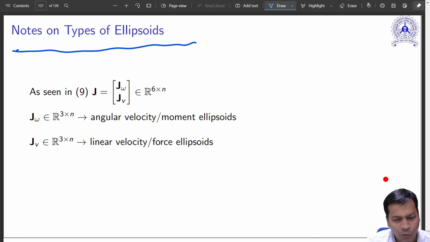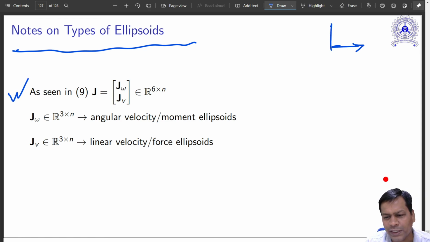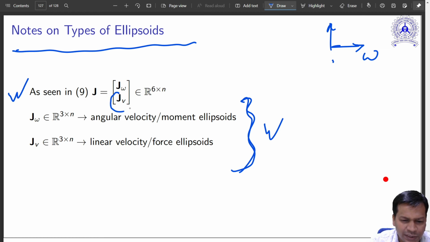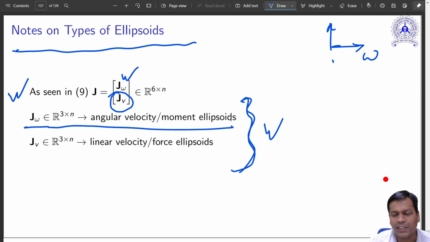In case of orientation, you can form a different type of ellipsoid. So far, we are only concerned with linear velocity and forces. You can have manipulability ellipsoids even in terms of angular velocities and moments. That could also be dealt with in a similar manner. I have skipped this for now. I have used only the J v terms, not the J omega terms. Exactly the way we did it, if you want to see how manipulable the robot is in orientation, you can always do it.